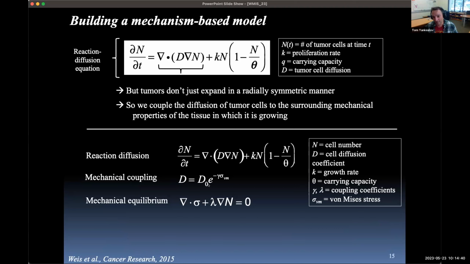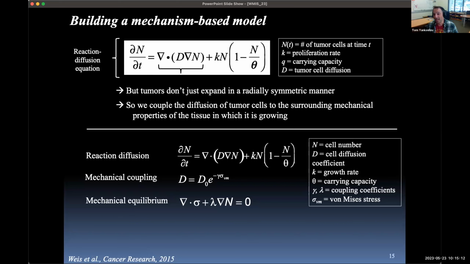And we mechanically couple it to, we exponentially damp the rate at which the tumor is expanding by this thing called the von Mises stress. So it comes from this differential equation here. The divergence of the Cauchy stress tensor is proportional, that's that lambda there, to the gradient in tumor cell number there. So you can solve this differential equation for sigma, and then the von Mises stress is just a way to turn the Cauchy stress tensor into a scalar that we can slam into the argument of this exponential to damp the rate at which the tumor cells are diffusing out sort of in bulk.